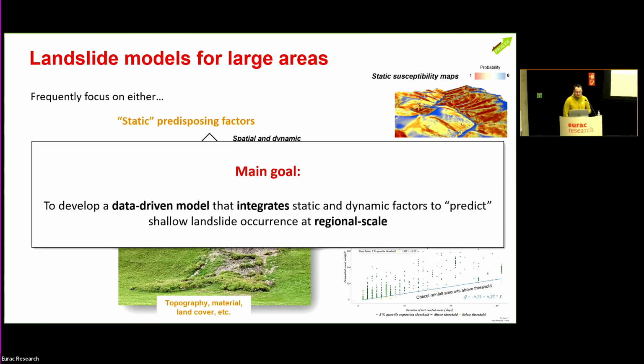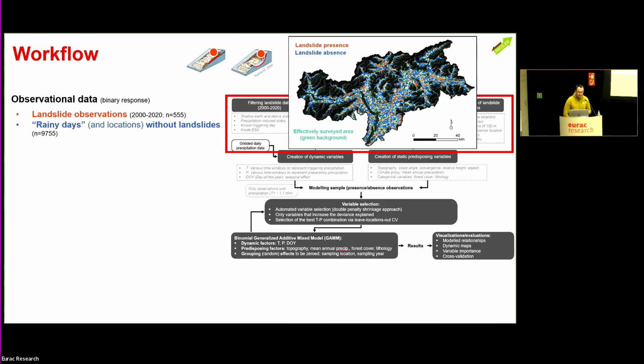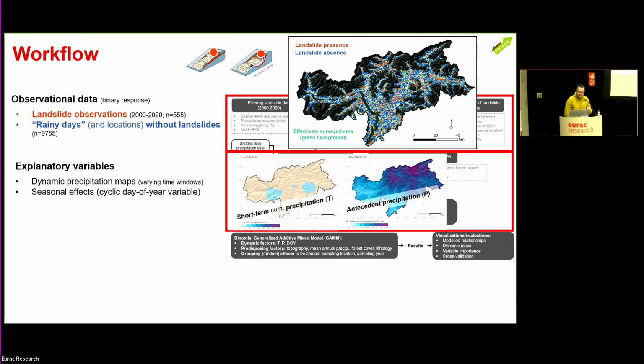So we developed a data-driven model that allows us to integrate those static and dynamic landslide controls to predict shallow landslide occurrence at regional scale. And this regional scale is the study area of South Tyrol, so the entire province here. I will not go into detail about the workflow of this study, but just shortly, we start with the observational data. Here you see the red points, lots of landslide observations from the last 20 years. And we also analyzed almost 10,000 rainy days without landslides.